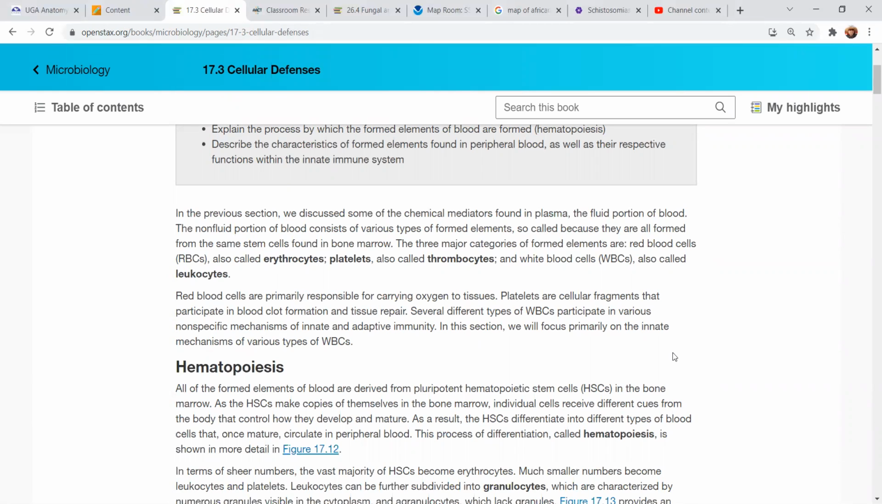We have red blood cells, which are erythrocytes. We have the thrombocytes or platelets that are involved in blood clotting. And then we have the white blood cells called leukocytes. So red blood cells, they carry oxygen, that's their role. Platelets involved in blood clotting, that's what they do. But the white blood cells participate in immunity. Some are going to participate in our innate immunity, and others we'll talk about in chapter 18 that are going to regulate our specific immunity.